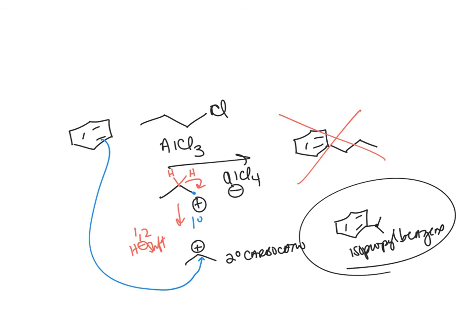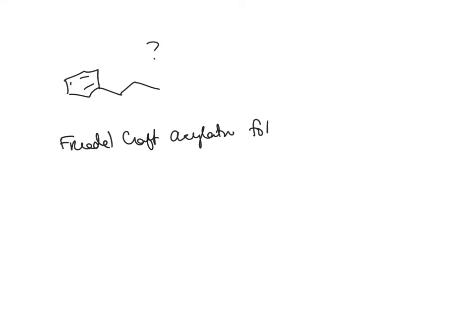Okay, so how would you make this compound? How would you make that? Well, you could use a Friedel-Crafts acylation followed by a Clemmensen reduction. Okay, so see the word acylation.